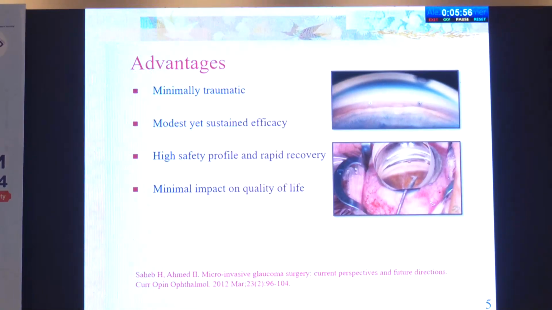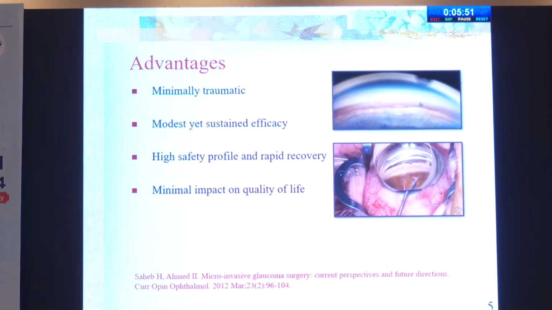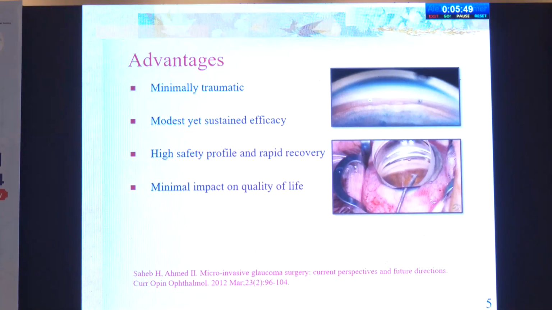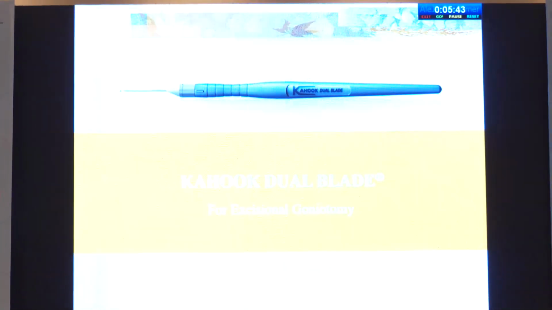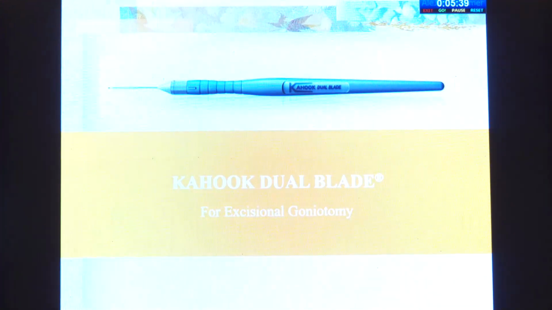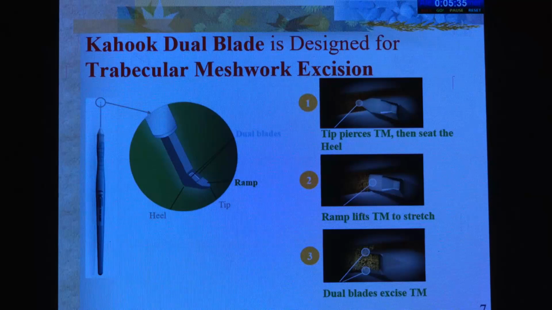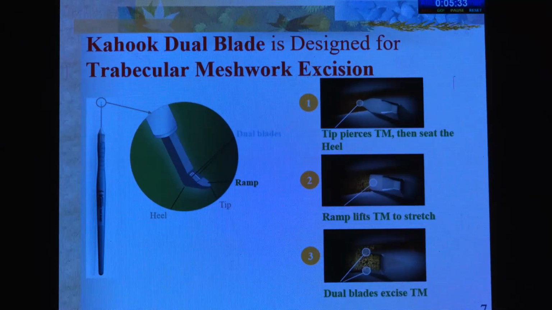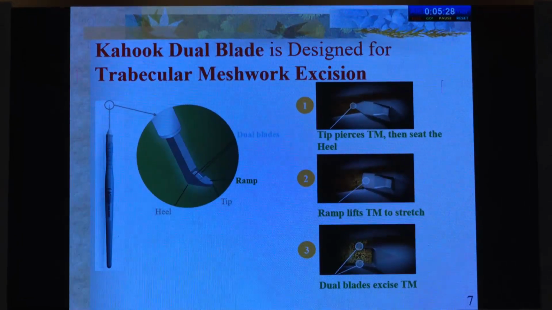It's minimally traumatic surgery. Modest yet sufficient efficacy is seen. It's a very good safety profile and very rapid recovery, and does not impact the quality of life. So this is how it looks like. I will be showing the video also. This is the Kahook Dual Blade. There are 3 parts. You can see the tip, which is very sharp, then the ramp and the heel, and on the side there are the 2 blades.